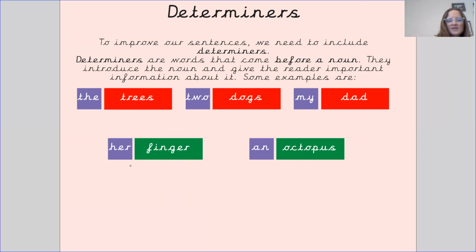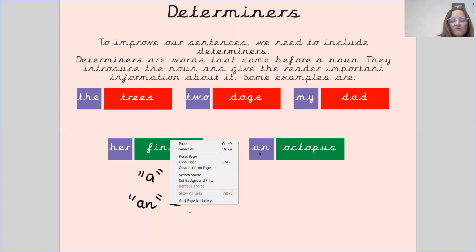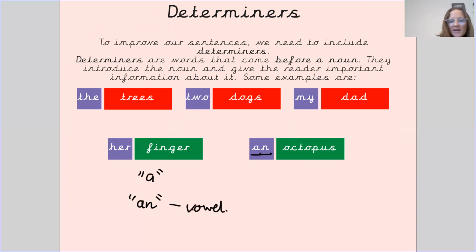Two of the determiners that we may look at, and we have spoken about before, are a or an. I'm bringing this up because this is a common mistake that some of you make, and hopefully we will be able to fix it. We can see in this sentence here, we've got an octopus. And we use an when the word that follows it starts with a vowel. So an octopus, and it starts with an O.